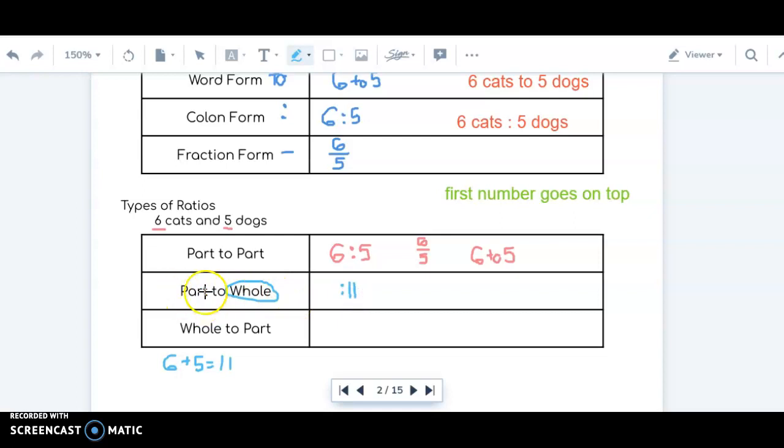Okay? So I know the second part of this is going to be an 11. Now, they didn't tell me what part, so I get to pick. I'm going to pick cats because I'm a cat person, okay? So I got 6 to 11, all right? 6 cats to my 11 pets.